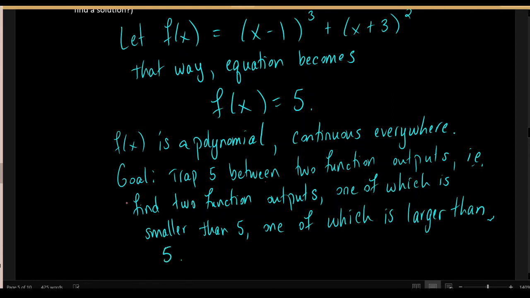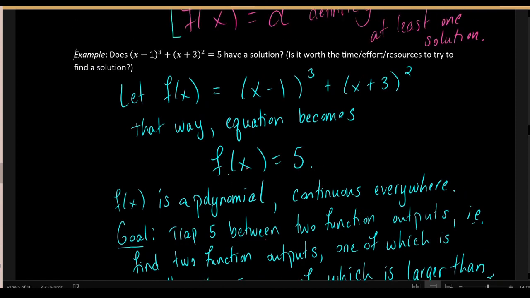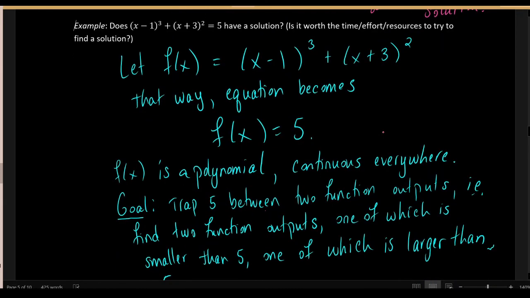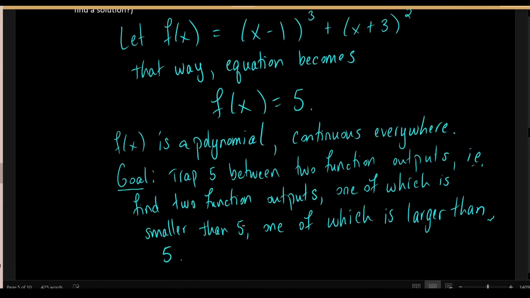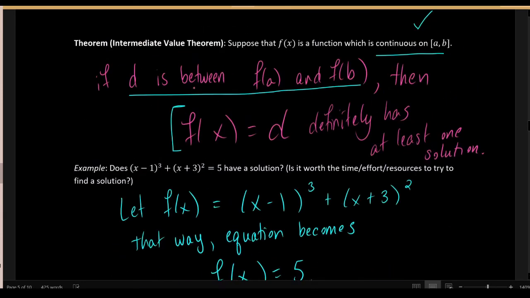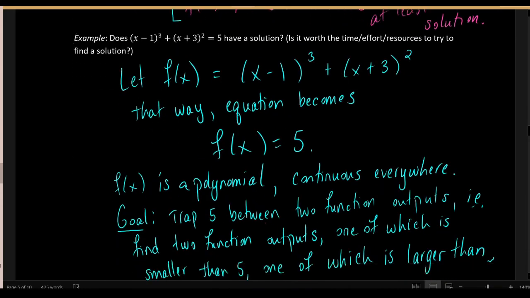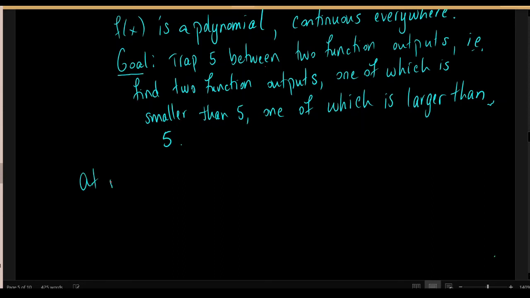So really what I'm going to do is take f of x and start throwing x's into it. I'm going to plug x's into this function more or less at random to see if I can eventually come up with an output which is smaller than 5 and an output which is larger than 5, so that my 5, my constant value, is between those two outputs. So at random, let's just start plugging stuff in.